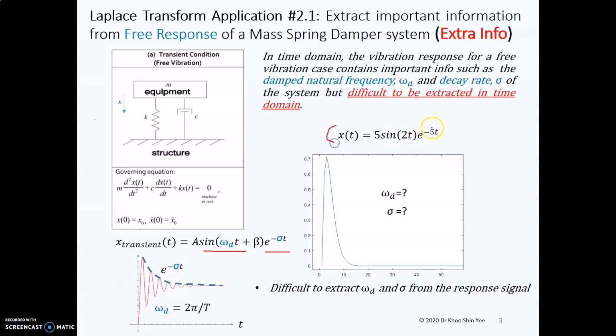Let's say we give some values, where the amplitude is 5, your beta phase is 0, your omega d is 2, and your sigma is 5. When you plot it, you find that your signal looks like this. So this is your x(t) signal. It's very hard for you to tell what the frequency is, and also hard to determine what the decay rate is based on this.